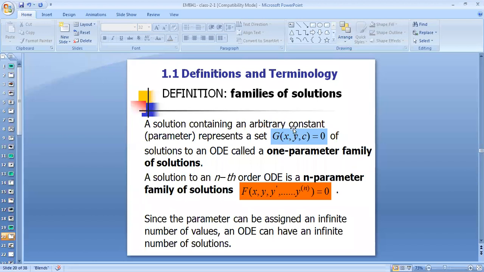Actually a family of solutions, because if it is an nth order equation, then it will consist of n constants. If it is second order, then it will consist of only two constants. A solution to an nth order differential equation can be written like this, for nth order. Since the parameter can be assigned an infinite number of values, an ordinary differential equation can have an infinite number of solutions.